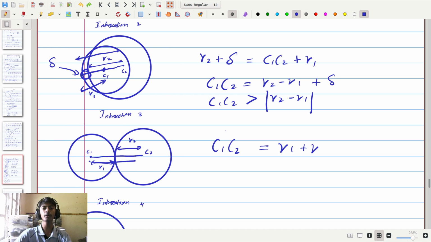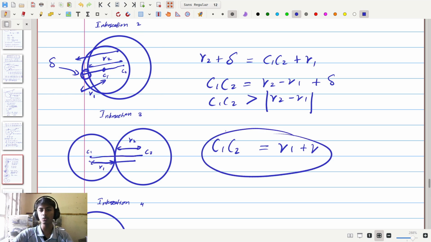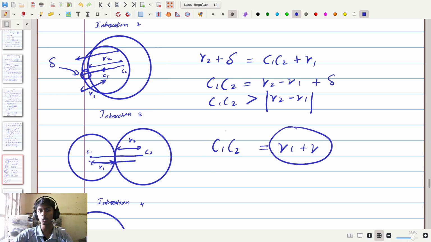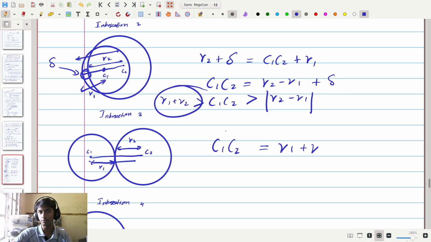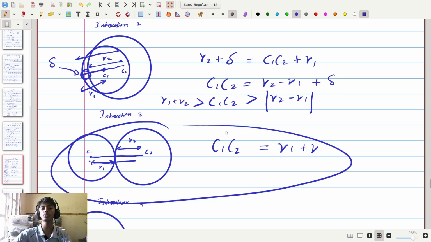So therefore, there is an upper bound to c1, c2 in intersection number 3. It cannot be anything equal to or greater than r1 plus r2, because then we would no longer have part of one circle being inside of the other. Therefore, actually there's another condition that we have to add here. We have to add that the distance c1, c2 is a little bit less than r1 plus r2. In order to realize this condition being necessary, we need to move on to the next intersection.